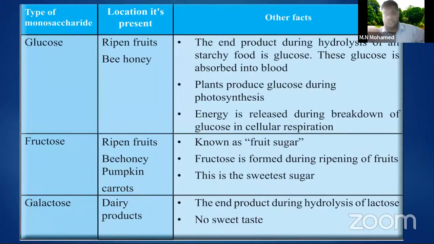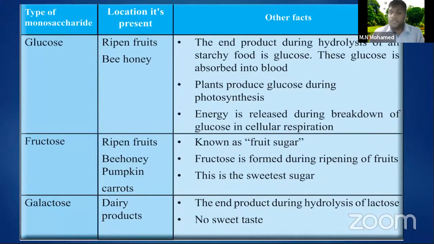I am not going to explain everything; you can read and understand it, because there is no science here, just data. The end product of the hydrolysis of most carbohydrates after digestion is glucose. And plants produce glucose during photosynthesis. Energy is released from glucose in the respiratory process. Grade 11 students have already studied that.